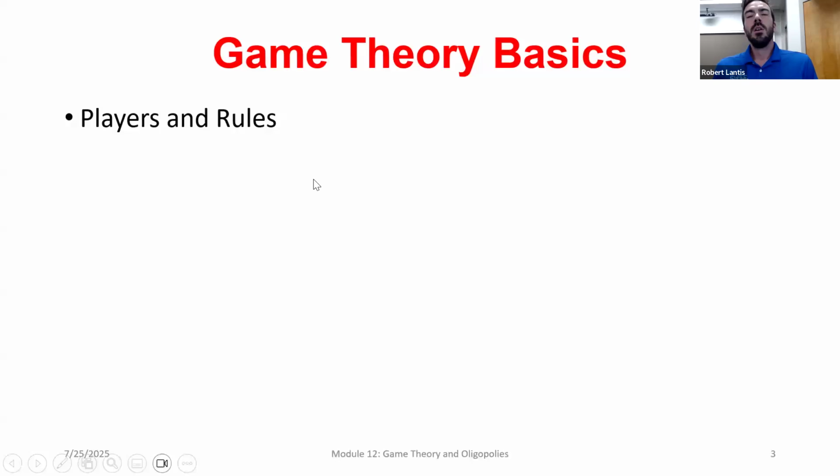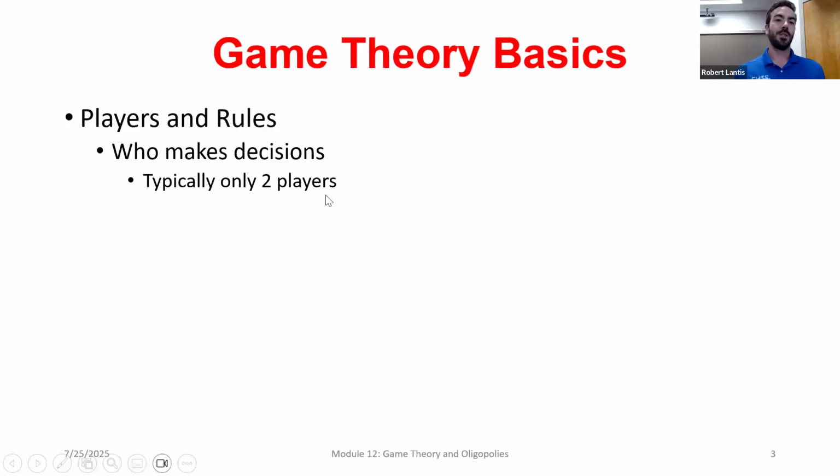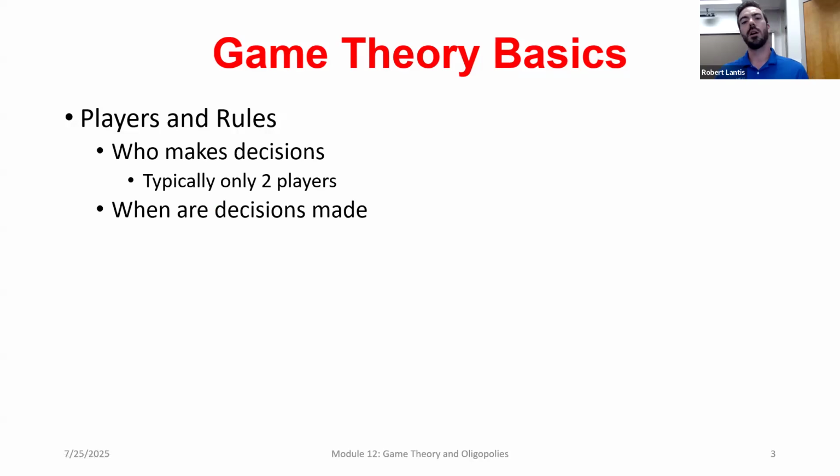So our basics is we're going to have players, and then we're going to have rules of the game. So for us, it's going to be two-player games. We're not going to look at anything more than two individuals making decisions. When decisions are made, are they made simultaneously or sequentially? Today we're just going to be talking about games and scenarios where people make decisions at the same time, right? Or we're making decisions without knowing what the other person is doing. Sequential is when I make a decision, you get to see my decision and then respond to it. So we'll talk more about sequential games on Monday.